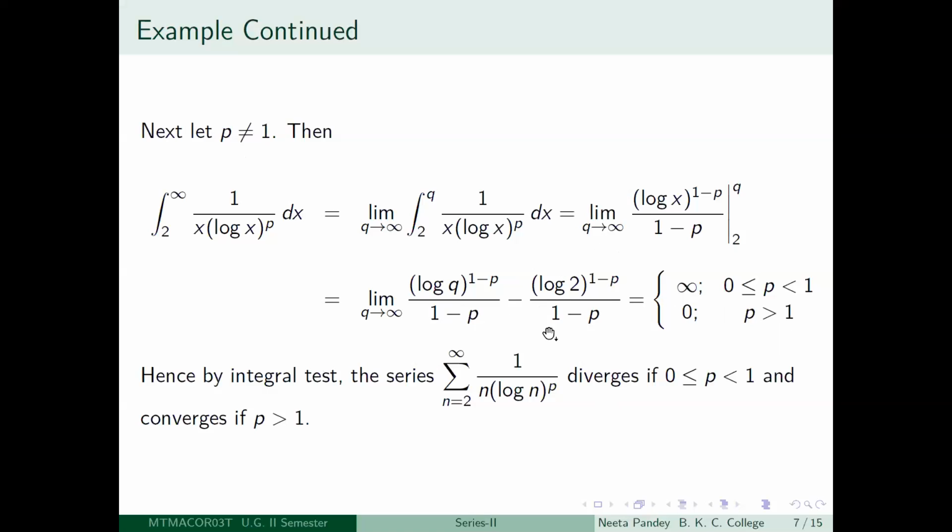Therefore, you can deduce from the integral test that the summation n equal to 2 to infinity of 1 by n log n to the power p diverges if 0 is less than or equal to p less than 1, and converges if p is greater than 1. From here and from the previous one, you had also concluded that for p equal to 1 also, this series diverges, right? And diverges to infinity, of course.